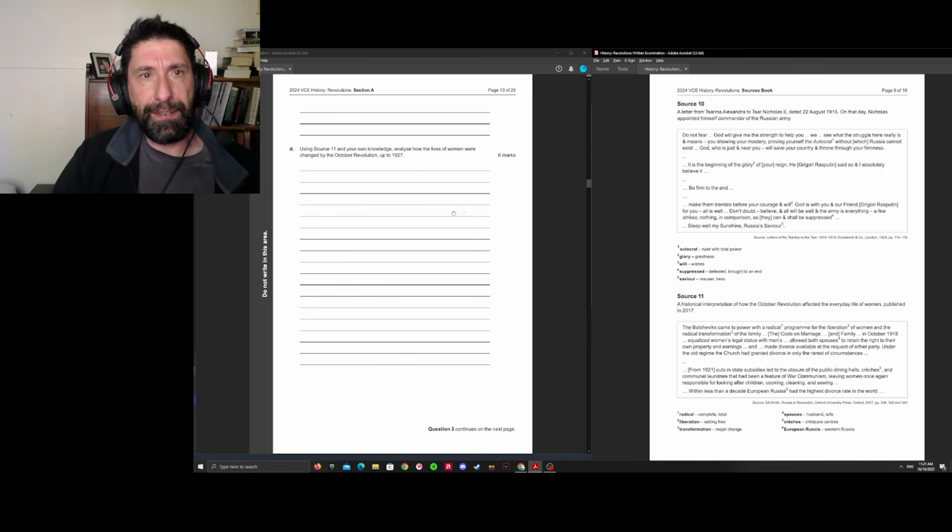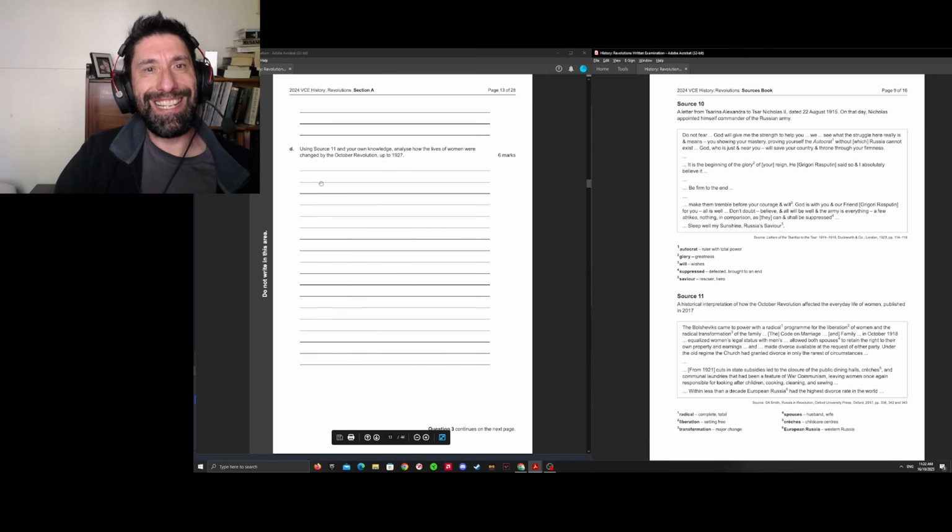But yes, once again, you just don't write about the source. Include your own knowledge as well. And once again, the highest mark you're going to get, probably 3 out of 6, is if you just write about the source. Okay, let us keep going.